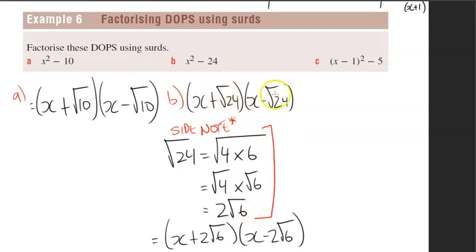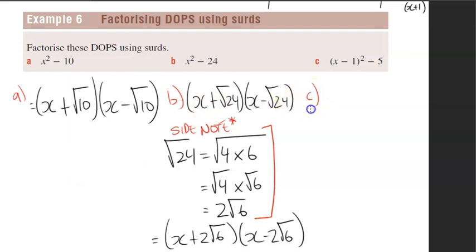Okay, I can't accept this, because while it is using the factorize difference of perfect squares using surds, you need to simplify your surds down. That's the whole reason why we focused on simplifying surds. Okay, you need to show this working. Root 10 you can't do, because there's no perfect square number that is a factor of 10. In 24 there is, and that's 4.